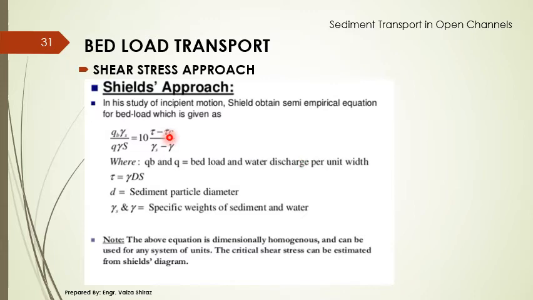Next we have the Shields approach. In his study of the incipient motion, Shields obtained a semi-empirical equation for the bed load, which is given as this. Over here QB and Q are the bed load and the water discharge per unit width. Tau is the shear stress, that is gamma ds, and d is the particle size. Gamma s and gamma are the specific weights of the sediment and the water. The above equation is dimensionally homogeneous and can be used for any system of units. The critical shear stress can be estimated from the Shields diagram.